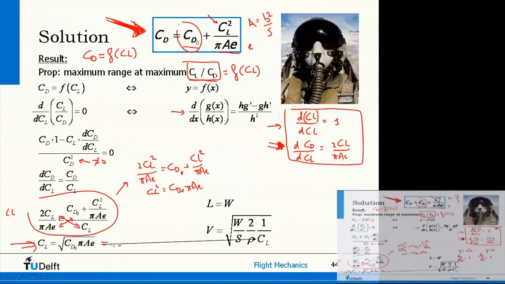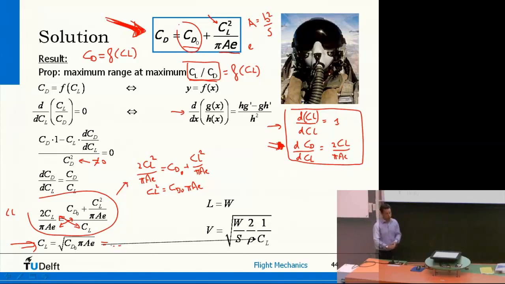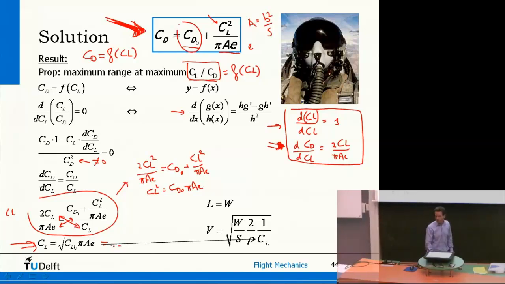The second one, if I take the derivative of the drag coefficient with respect to CL, then I'm taking the derivative of this equation here on the top. So CD as a function of CL, if I take the derivative of CD0, that's 0. And then I get 2CL over pi AE. Is that clear?